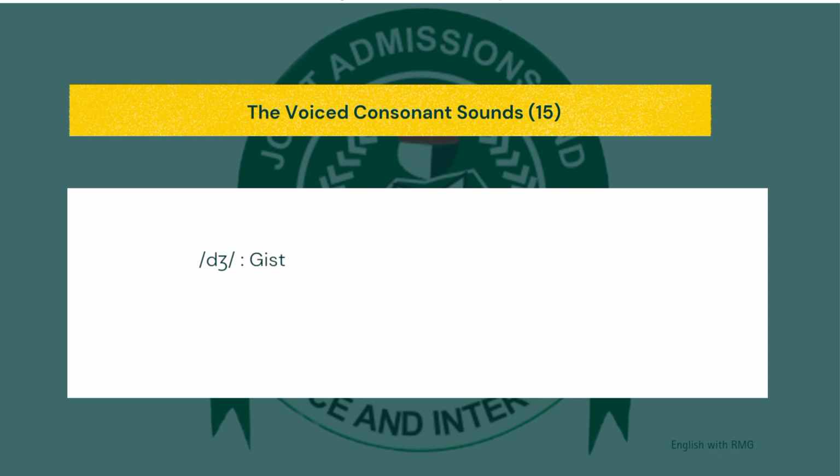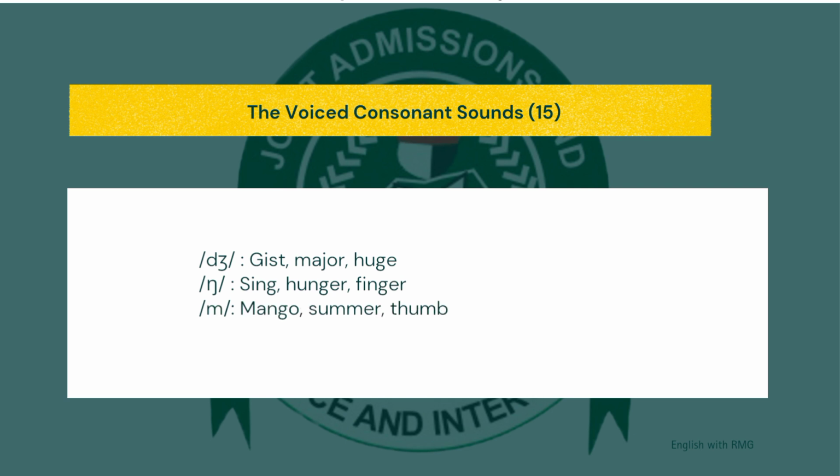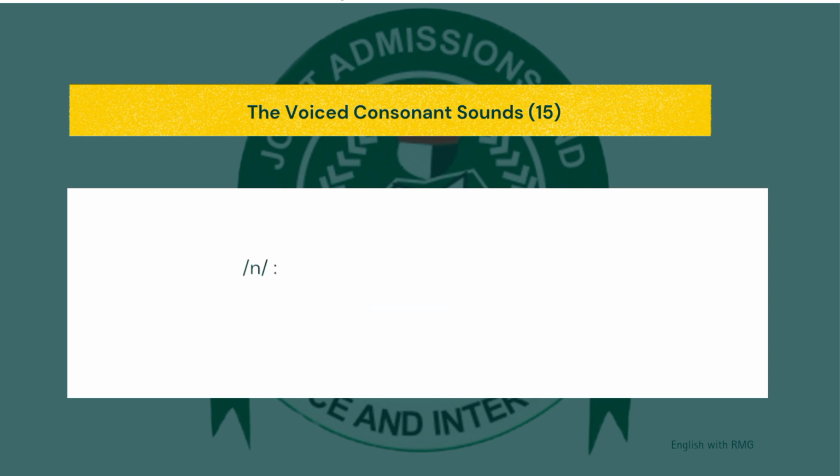So we have the ng sound, as in hung, sing, hunger, finger. We have M, as in mango, summer, Tom, etc. We have N, as in no, pencil, coin. We have L, as in lane, allow, oil. We have R, as in radio, dress, sorry. We have W, as in wet, inward.